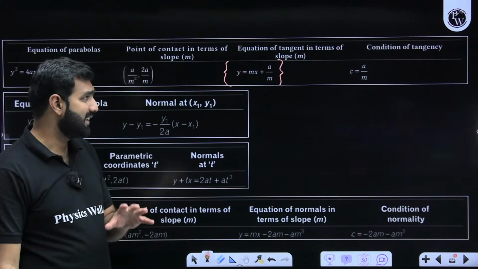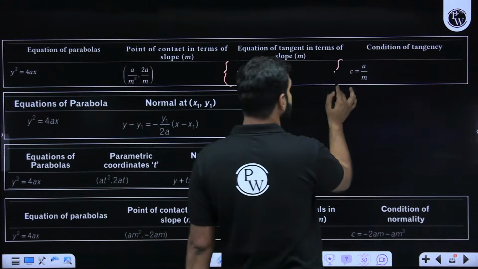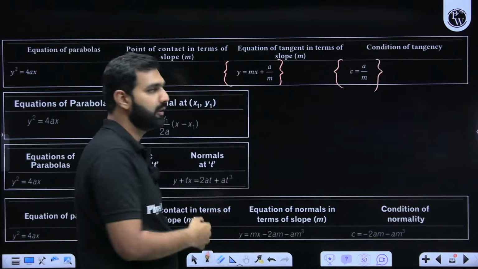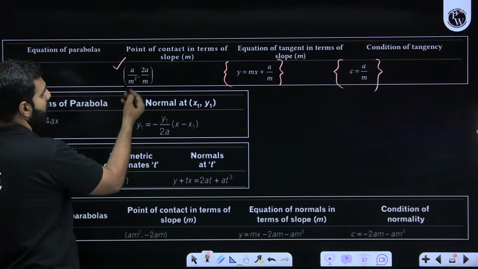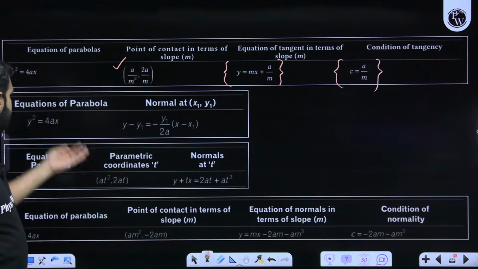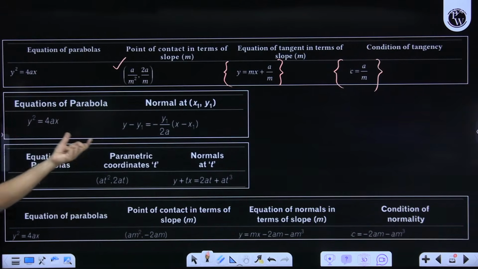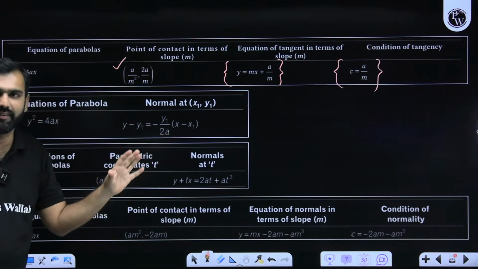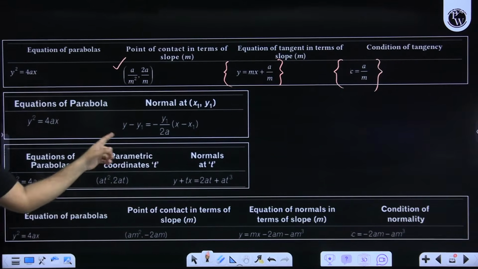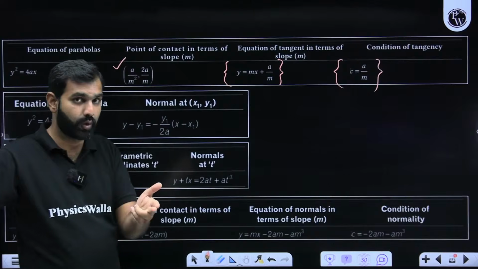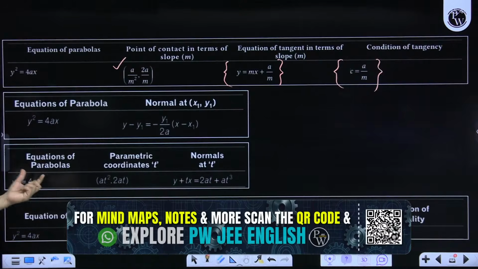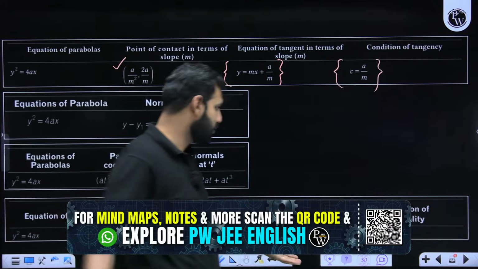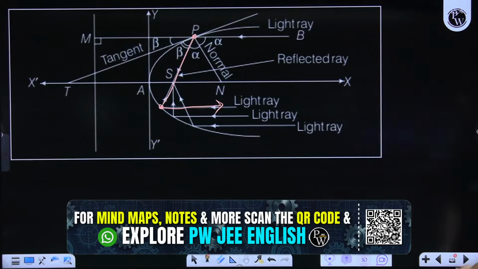The condition for tangency here is that c should be equal to a by m. What is c? If the line is y is equal to mx plus c, then that c is equal to a by m. The third thing, the point of contact is given by a by m square comma 2a by m. The same is there in the normal. So for a parabola, the normal at x1 comma y1 is given by this. I'll simply say that differentiate and get the value, because through differentiation you find the slope of the tangent. The negative reciprocal of it will be the slope of the normal. So through that you can write the equation of the normal. This is in the t form, parametric form, at square comma 2at, and this is the equation of the normal in slope form. This is what we have already discussed.